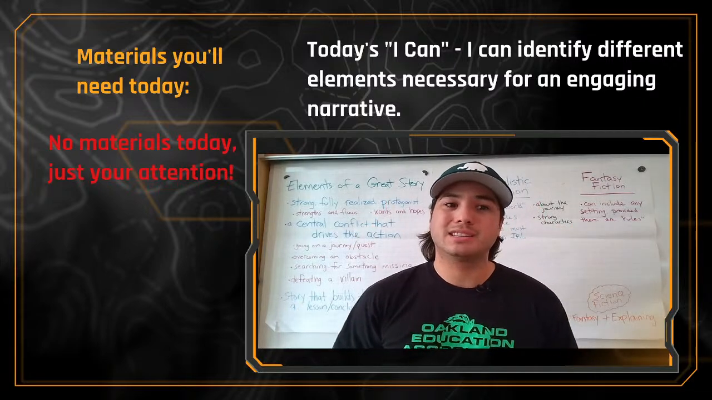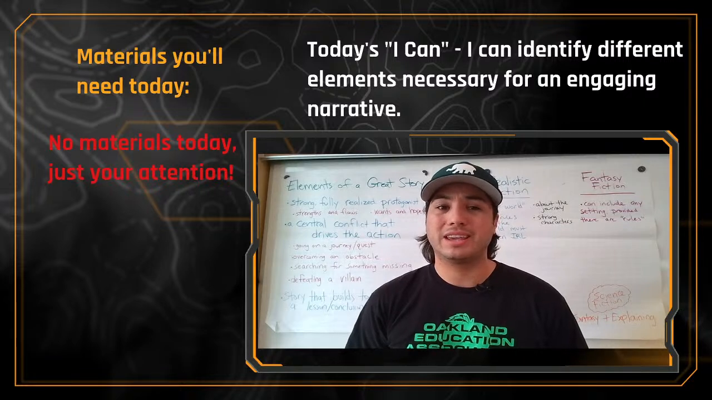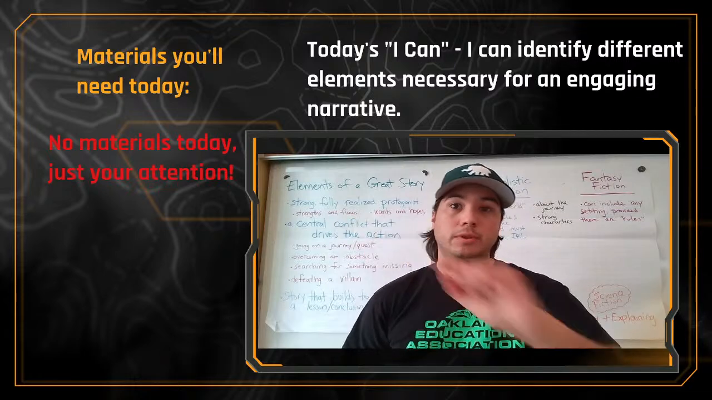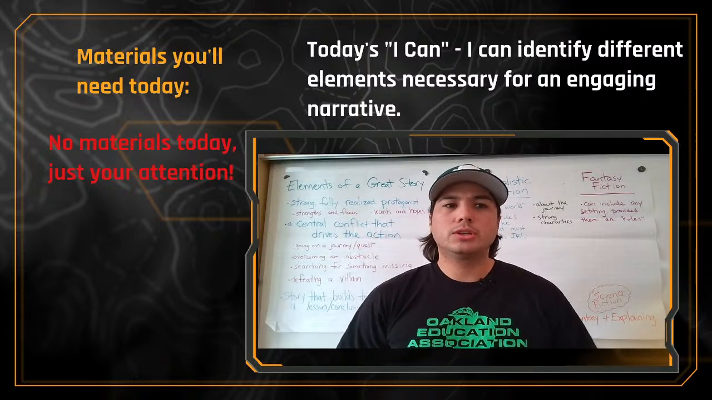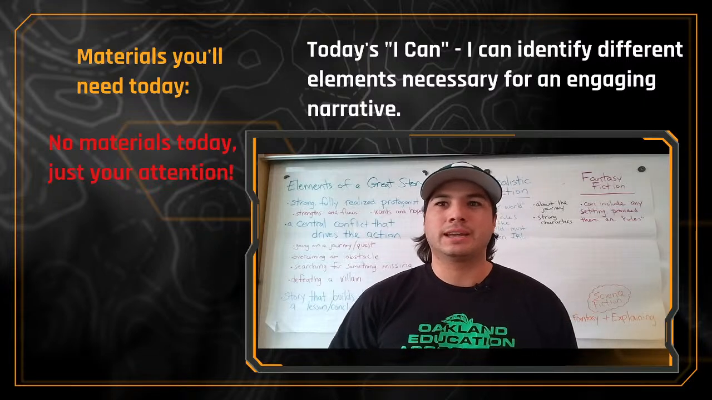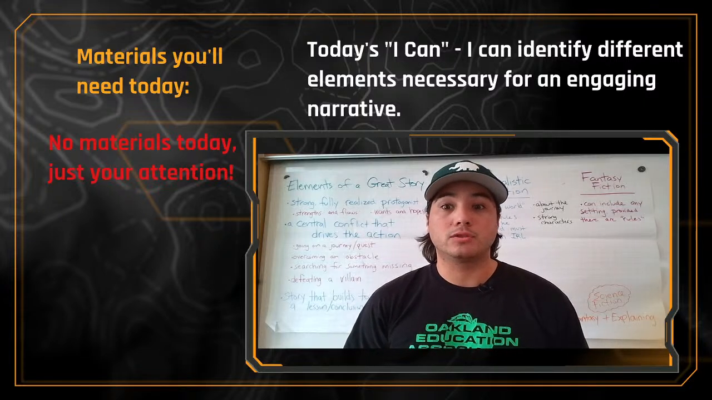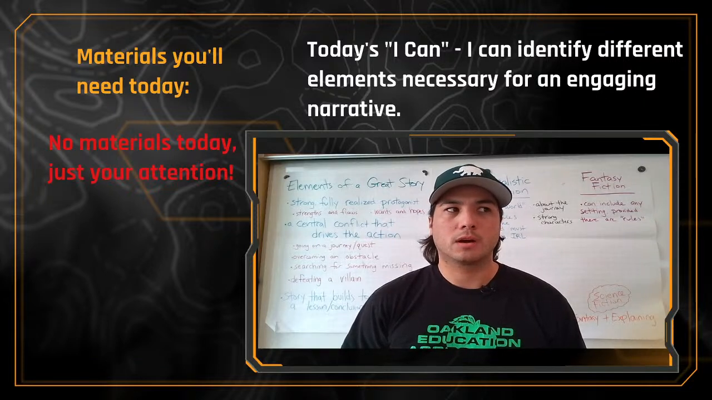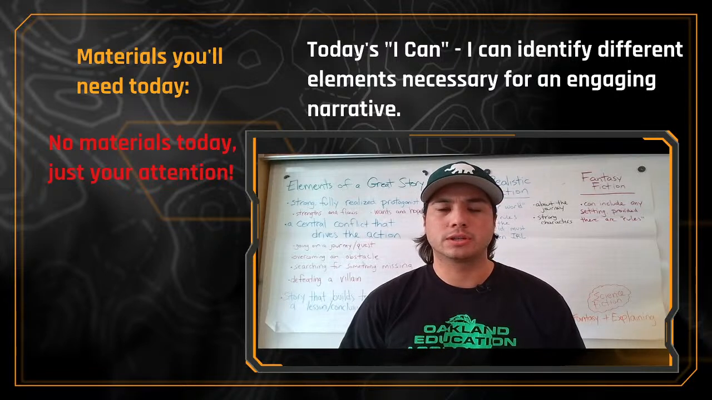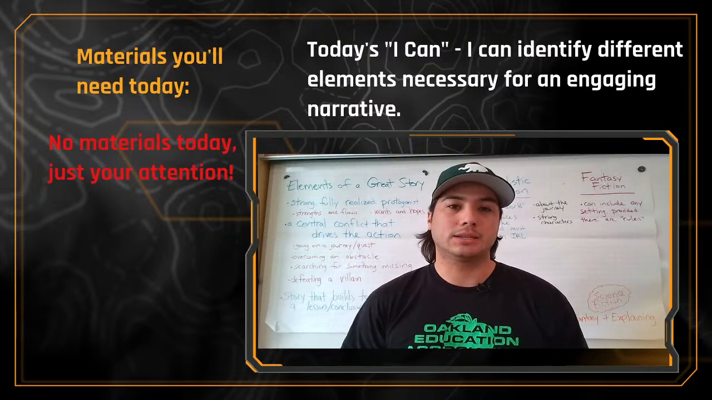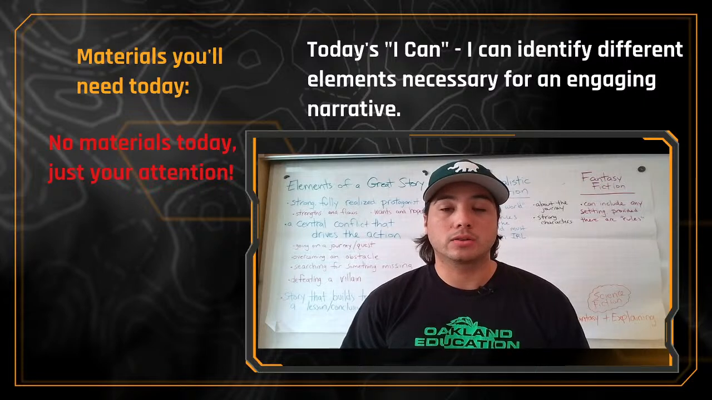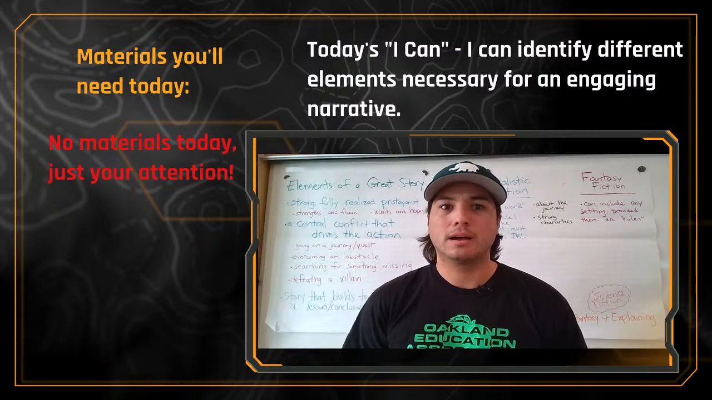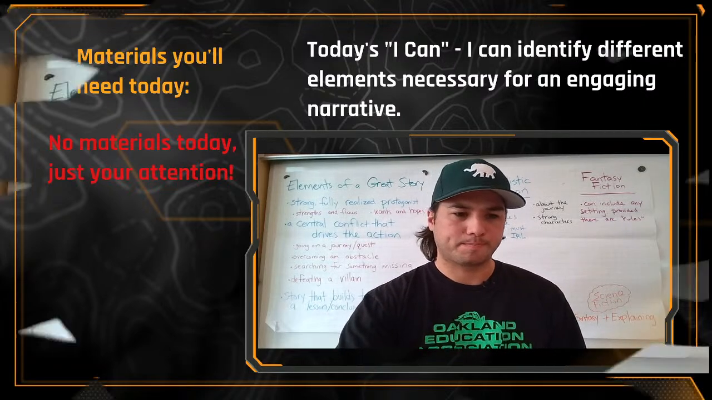It says this: I can identify different elements necessary for an engaging narrative. And for this lesson, as you can see over there, we're really just going to listen and start to get our creative juices flowing as far as what kind of story and what our focus of our narrative fiction is going to be about. And then as soon as this is over, we've got an exit ticket on Google Classroom, and you can get started writing if you have an idea of what to write about. So let's get into it.